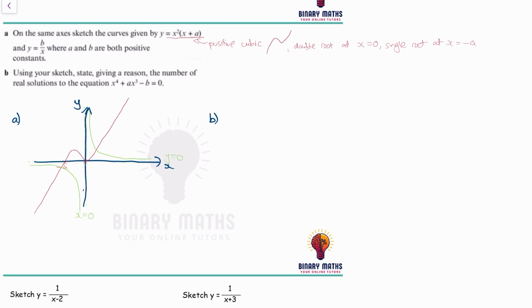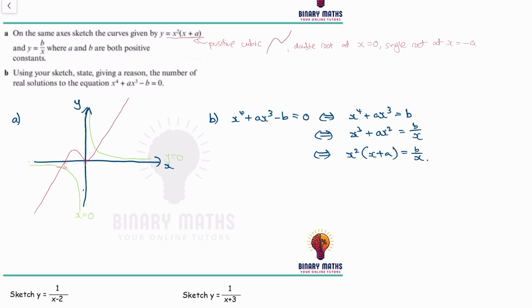Part B, using a sketch, state giving a reason the number of real solutions to the equation x to the power 4 plus ax cubed minus b equal to 0. So x to the power 4 plus ax cubed minus b equals 0 is the same thing as solving x to the power 4 plus ax cubed is equal to b. Dividing both sides by x, I get x cubed plus ax squared is equal to b over x. If I factorize the left-hand side, I get x squared times x plus a is equal to b over x.